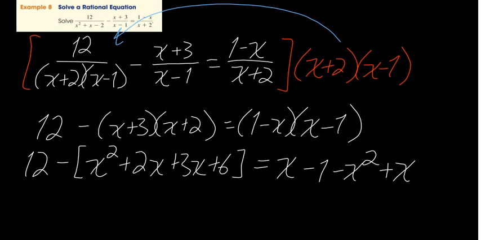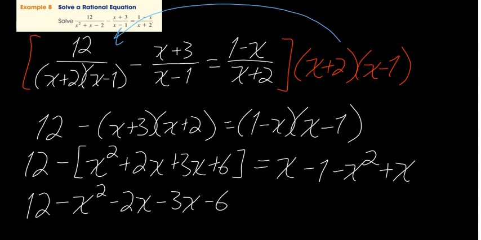I'm going to see if I can go one more down before I snip. All right, so I've got 12 minus x. We're going to distribute that negative sign now. So we've got negative x squared minus 2x minus 3x minus 6. Which would be radically different than if we didn't put the bracket there, right?